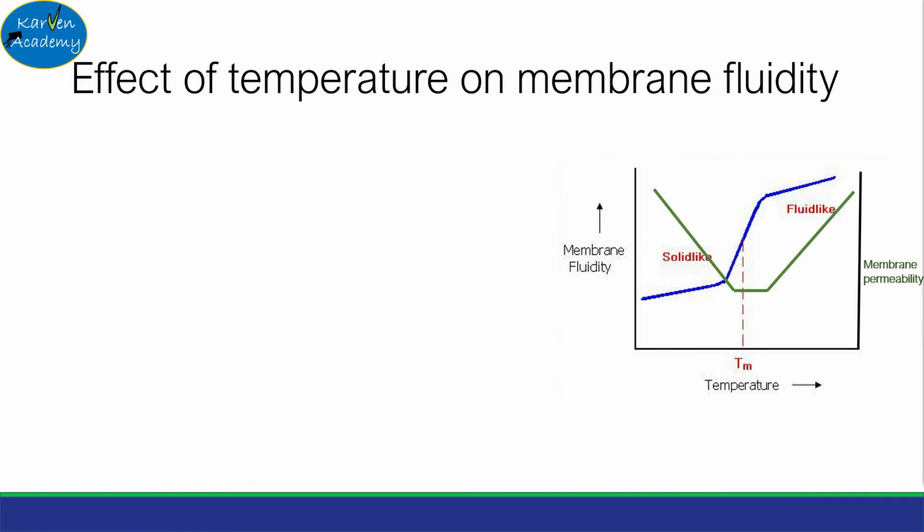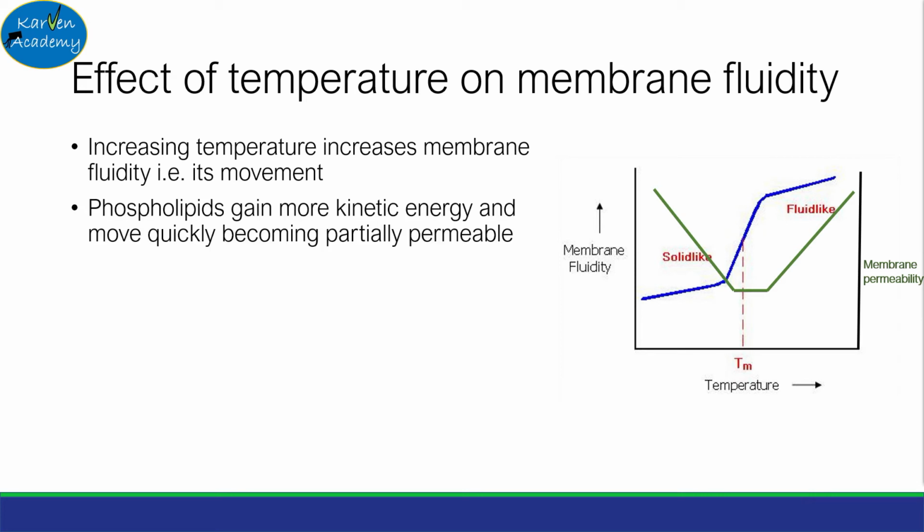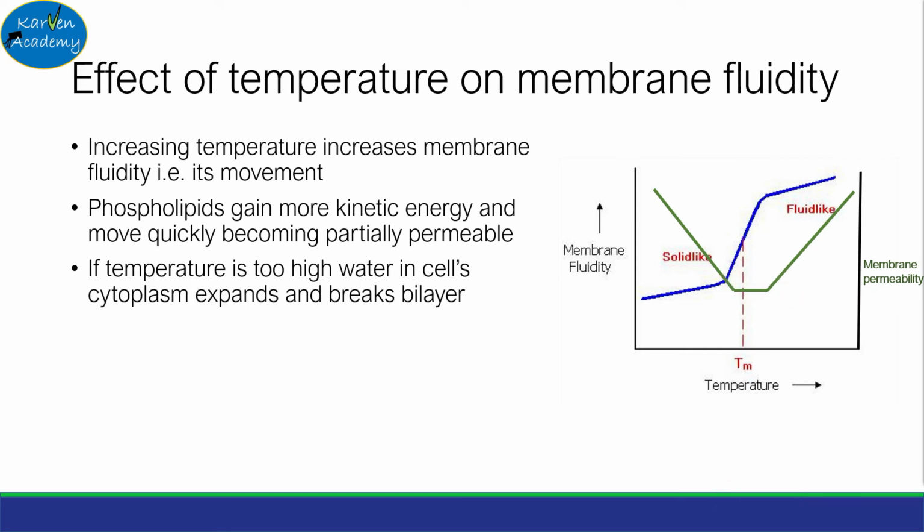Temperature is well known to affect pretty much everything on Earth, and it also affects membrane fluidity. Increasing temperature increases the membrane fluidity, meaning that it moves more dynamically. This is because phospholipids gain more kinetic energy and move more quickly, becoming partially permeable. Note that the membrane fluidity differs from membrane permeability, as indicated by the green curve.